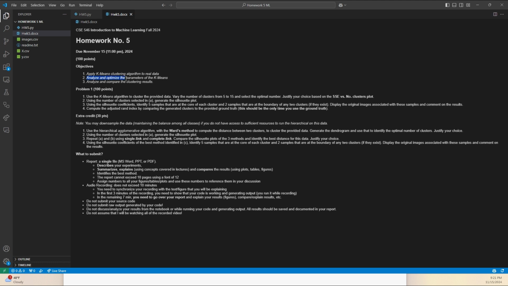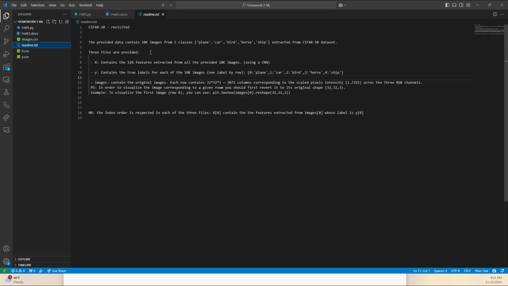We had to optimize the parameters of k-means by analyzing it. That was k. And then we also had to analyze and compare the clustering results after that, with a variety of other tasks to help us accomplish this, such as the silhouette plot, the silhouette coefficients, identifying samples at the core and at the boundary, and displaying those images, and then computing the adjusted rand index by comparing it to the ground truth in the data.